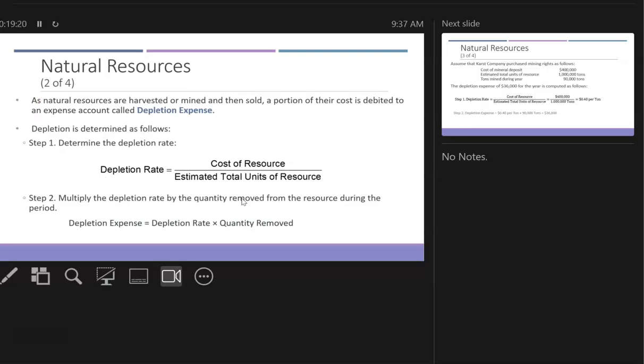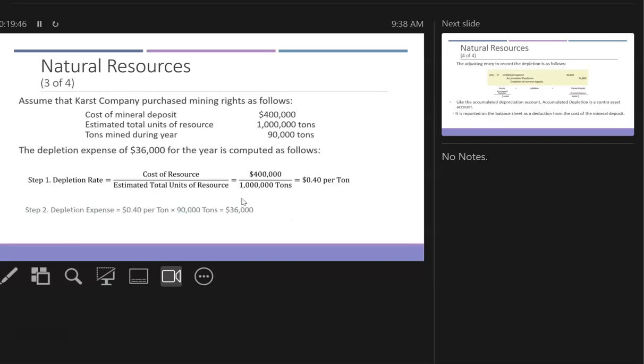As natural resources are harvested or mined and then sold, a portion of their cost is debited to an expense we call depletion. Depletion is determined by the cost of the resource divided by the estimated total units of the resource. We multiply the depletion rate by the quantity removed in order to come up with a depletion expense.